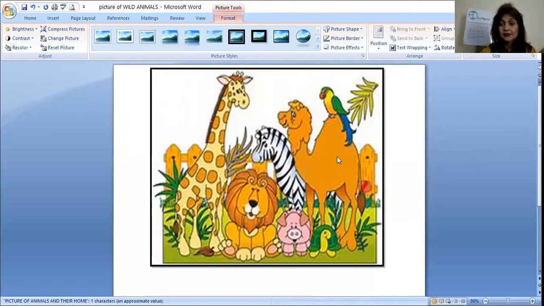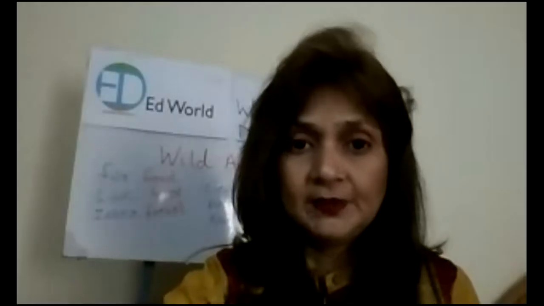Where does a camel live? Remember, we have discussed this yesterday. A camel lives in a desert. So desert is its habitat. Parrots, they live on trees. They can live in a cage. Trees and cage are their habitat. Yet they are wild animals, right? So this is the difference I just wanted to explain to you.